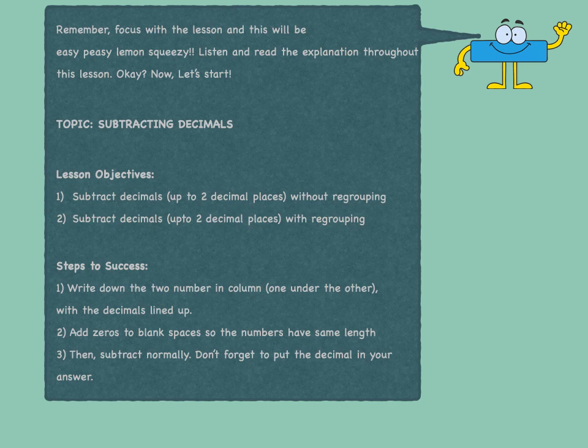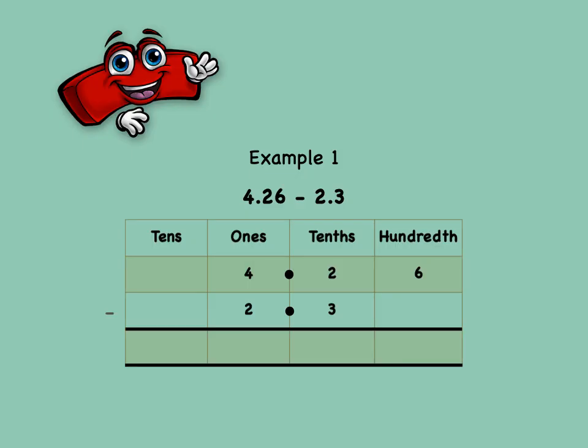The first one, we need to write down the 2 numbers in a column, one under the other, with the decimals lined up. Second step, add zeros to blank spaces, so the numbers are of the same length. And lastly, you just subtract them normally, but at the end, do not forget to put the decimal in your answer, okay? All right, let's get started.